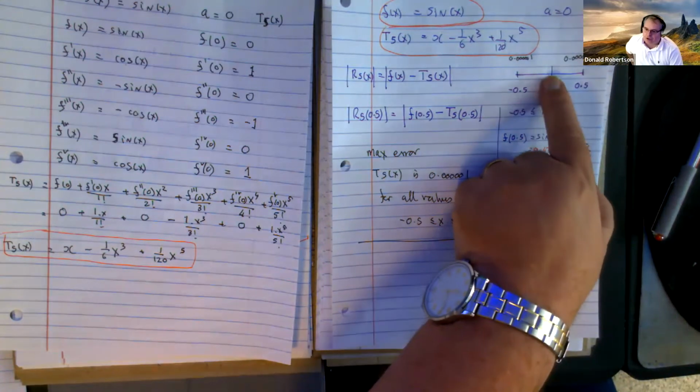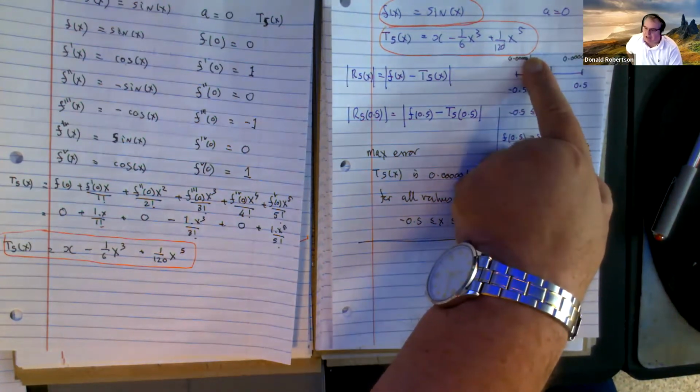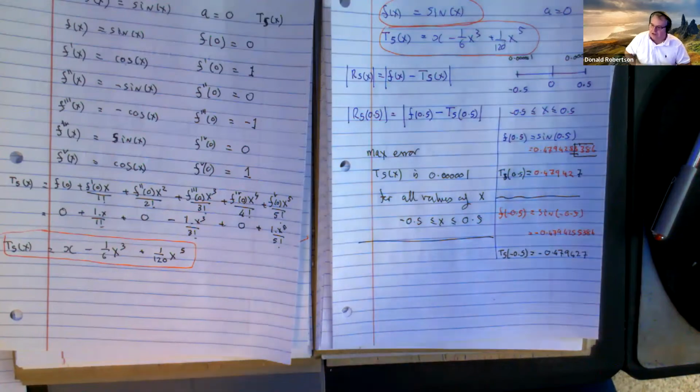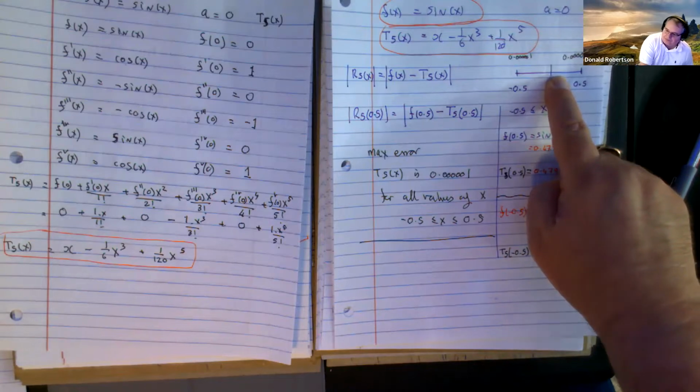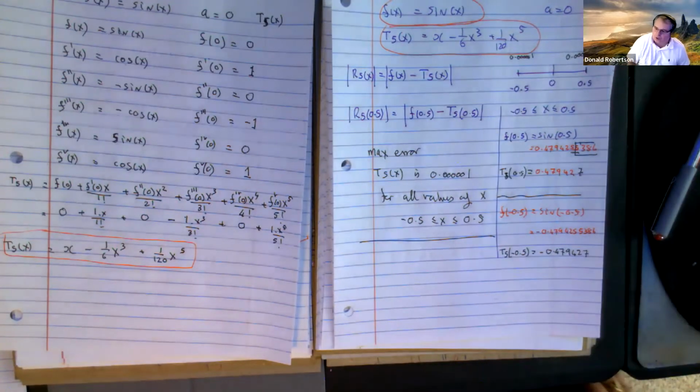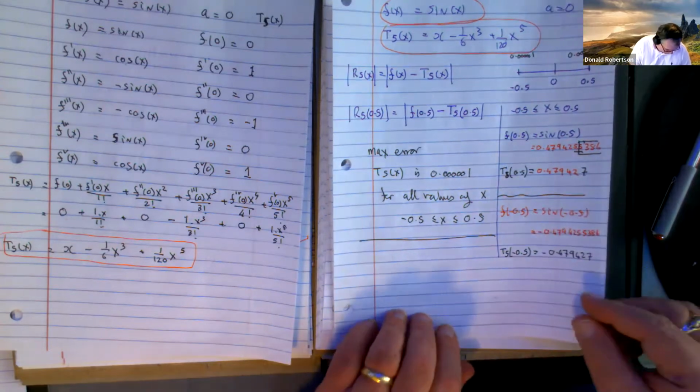And if you picked a number closer, it would be even less error, right? That's the worst case scenario. So if I went and chose, I don't know, 0.07, I bet you the two answers would be almost indistinguishable, right? Like 20 decimal places. That's pretty impressive.